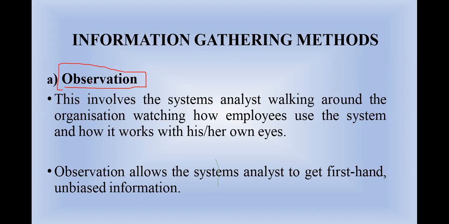From there, I'll be able to see whether this person is simply making mistakes in using the system or truly the system has its own problems. So in information gathering, first-hand information, I'll be able to see the problem with the system. So before we can proceed, what do you think are the advantages of observation, apart from getting the first-hand information?